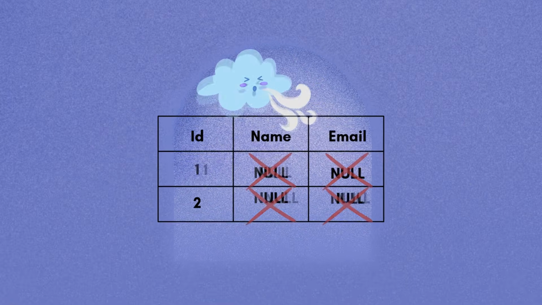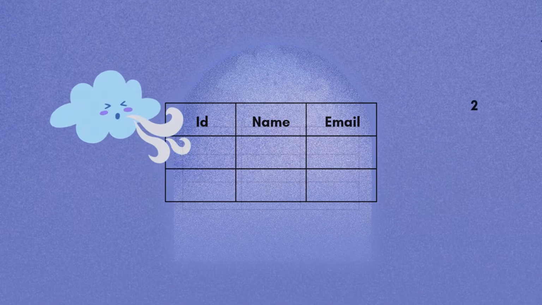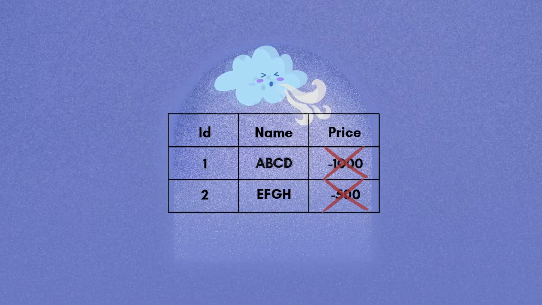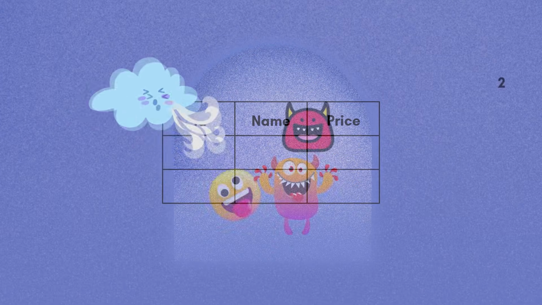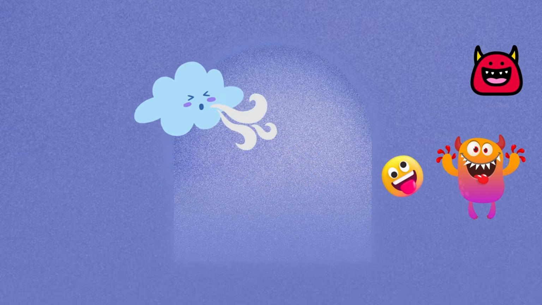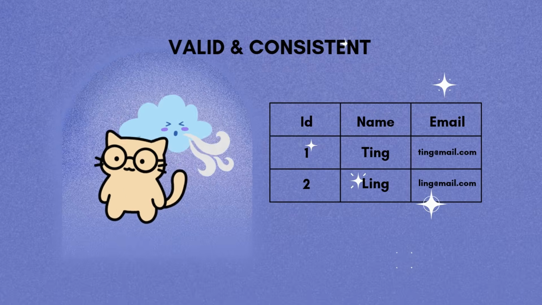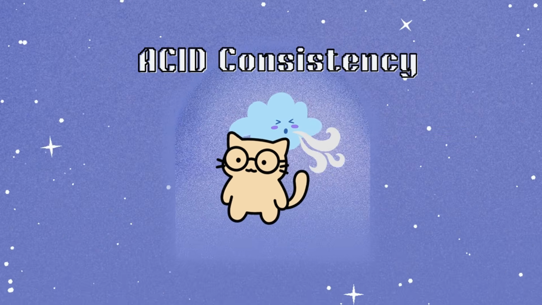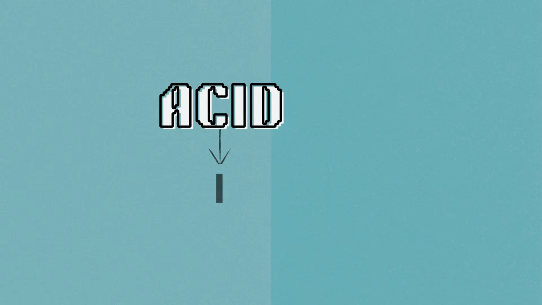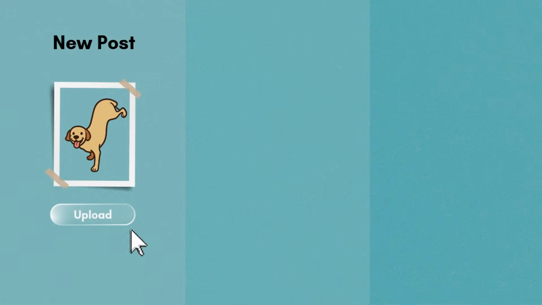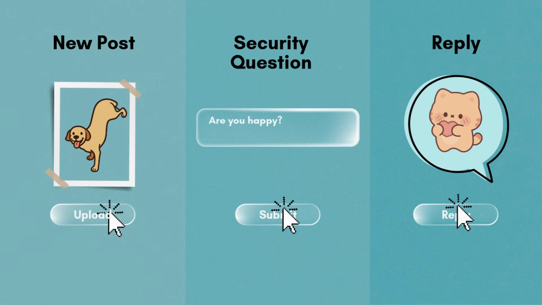So we won't end up with rows containing null values in important fields or invalid data like negative prices, because invalid entries are rejected before being inserted. As a result, the database always remains in a valid and consistent state, and that is consistency in ACID. Next is isolation. It means multiple transactions can happen at the same time without affecting each other.